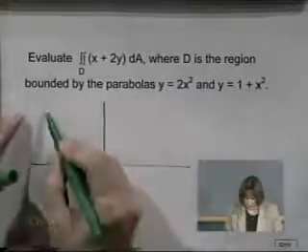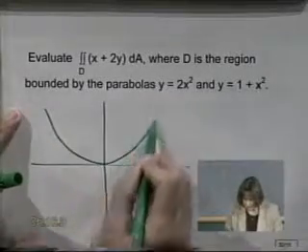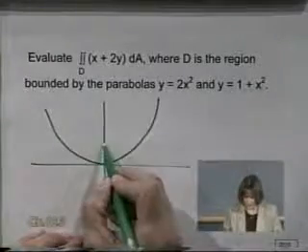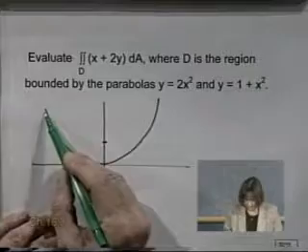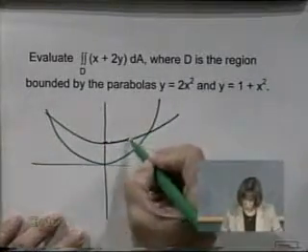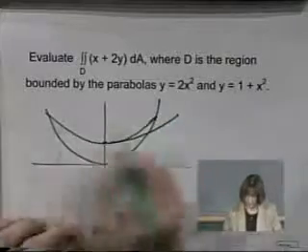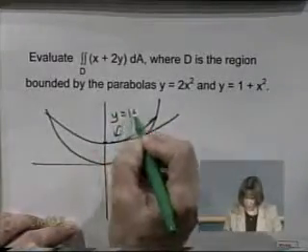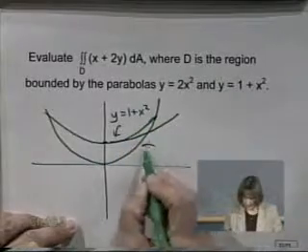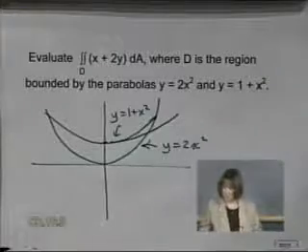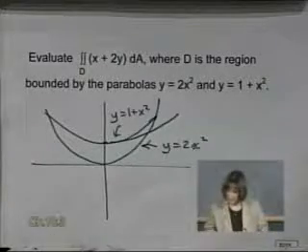Y equals 2x squared is an upsy parabola. And y equals 1 plus x squared is an upsy parabola that's going to be a little bit wider. No, that's not too good because it's got to come right up here also, so that it's nicely symmetric. This right here is y equals 1 plus x squared, and this right here is y equals 2x squared. So what we have is this region.